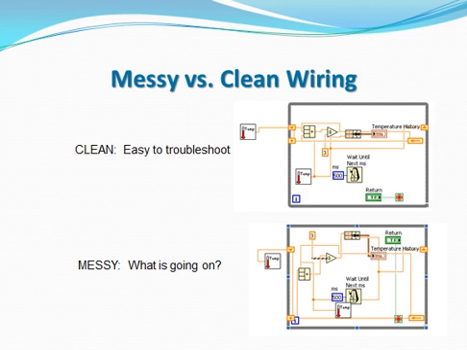There are two examples, messy versus clean wiring. With clean wiring it is easy to troubleshoot, and the second one is messy. If we connect all the wires and there is some mistake, then the software automatically indicates where we made the mistakes.